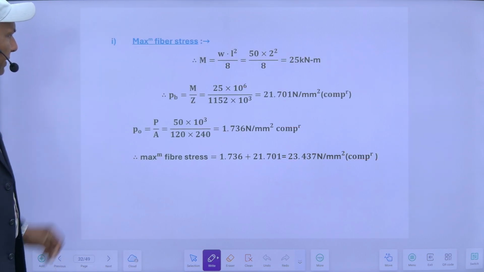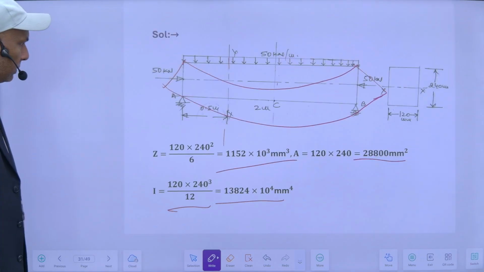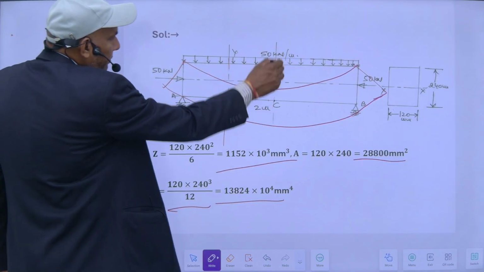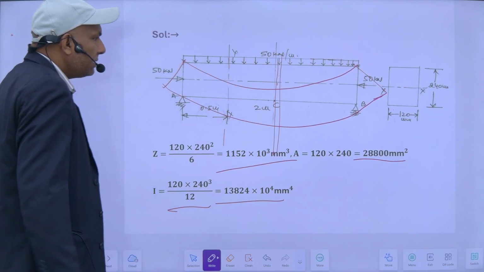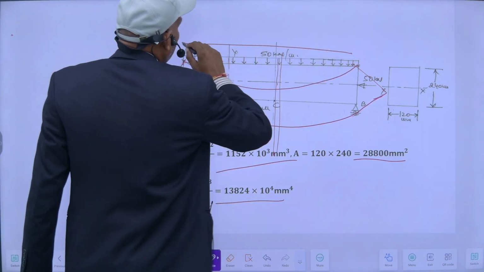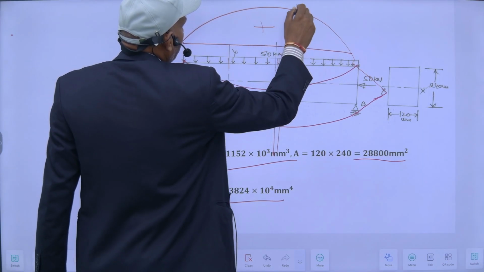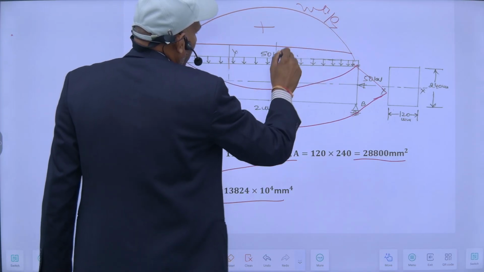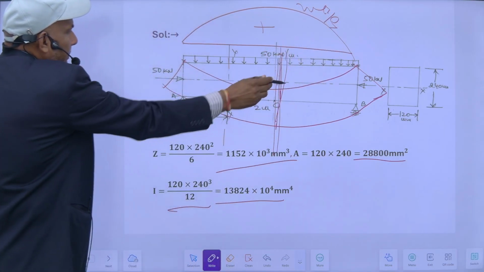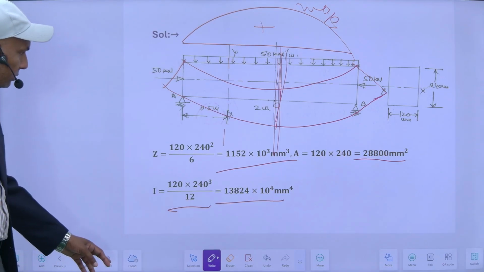So maximum fiber stresses will obviously be maximum where the bending moment is maximum. The bending moment will be like this, WL square by 8 is maximum here at mid span. So I will take the moment at mid span. So it will be WL square by 8.